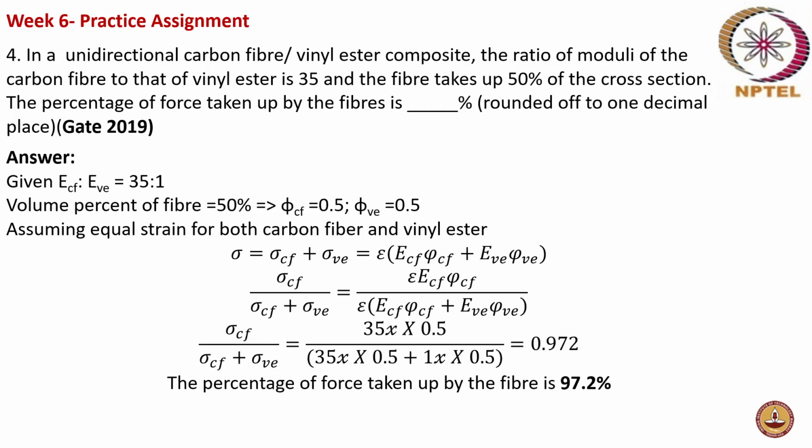Here they have not given the value directly, but they have given us the ratio. So in case of ECF, that is the modulus of carbon fiber, you can just write it as 35x, and in case of vinyl ester, you can just write it as 1x, right? And then incorporate that. So x comes out and you can cancel, and then you can find out the ratio. So you end up with 97.2% force taken up by the fiber itself, right?